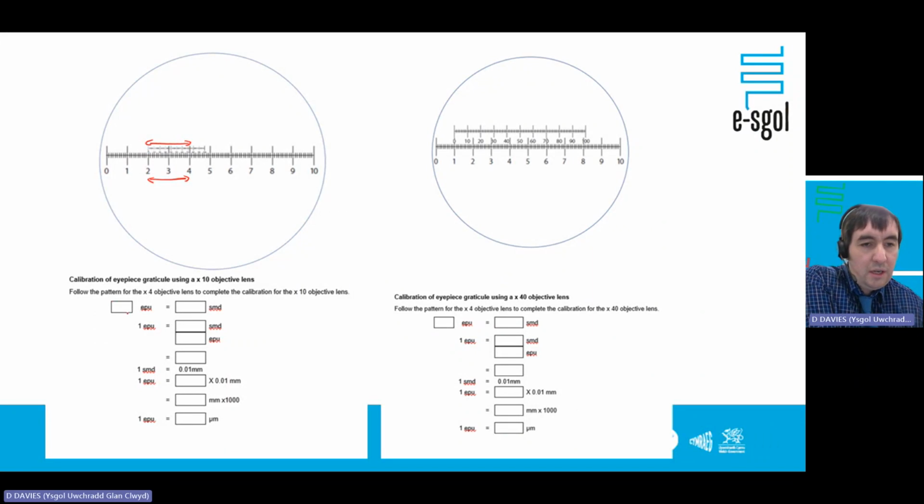So number of eyepiece units, number of stage micrometer units, or stage micrometer divisions rather. So SMU divided by that equals 0.01. So I need to put that number in there and then multiply it by 1,000 to get me that. So I'd like you to have a quick squiz at that if you can on a piece of scrap paper. Grab yourself a calculator. And I'd like you to do the same for this one as well.